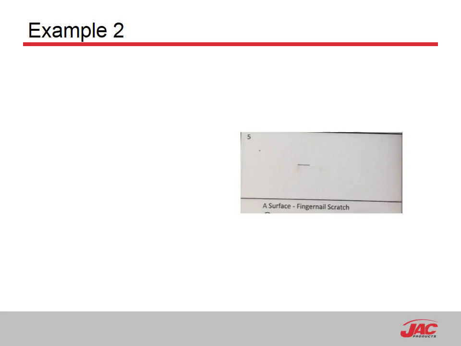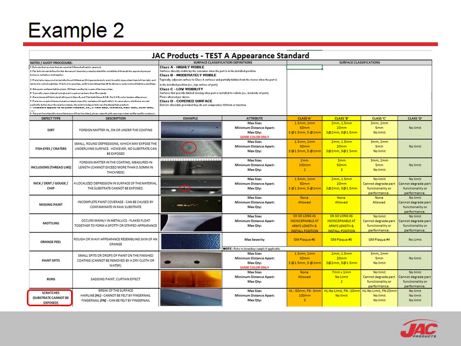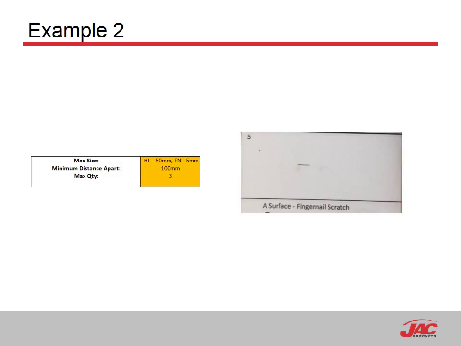Let's look at another example. This time, the defect is on the A surface, and it is a fingernail scratch. Going to our appearance standard, we look up scratches on the A surface and find our criteria. The quantity allowed is 3, so let's see how many scratches are on the part. There is only 1 scratch, so there is not too many. Because there is only 1 scratch, we do not need to worry about minimum distance apart.